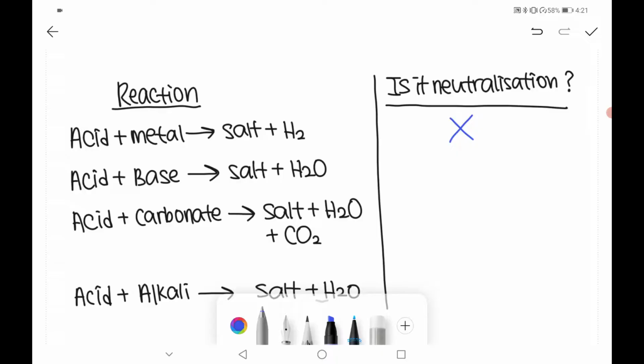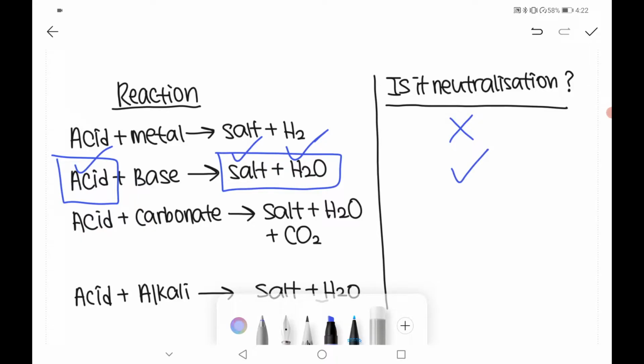Okay, so let's try another one. So the second one, when acid reacts with base, we get salt and water. So how to know whether this is a neutralization or not? First thing, we need to check, do you have acid on the left? Yes. So on the right hand side, the product, do you have salt? Yes. Do you have water? Yes. So if you have acid on the left, salt and water on the right, then it is neutralization.